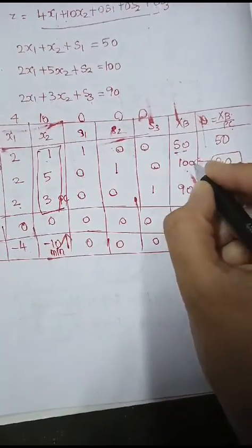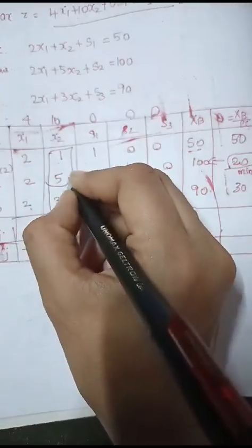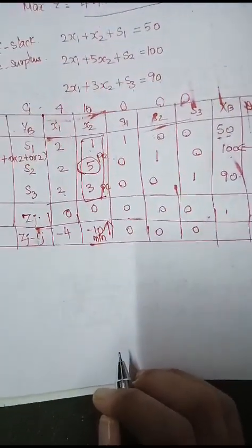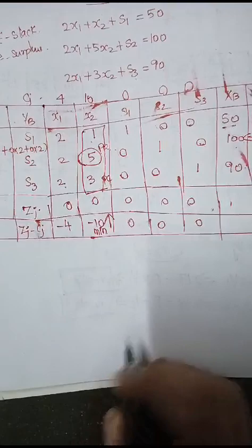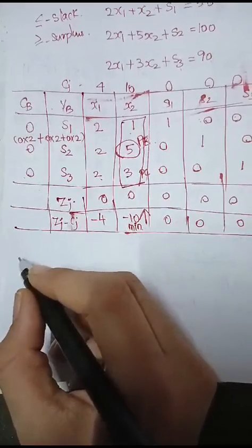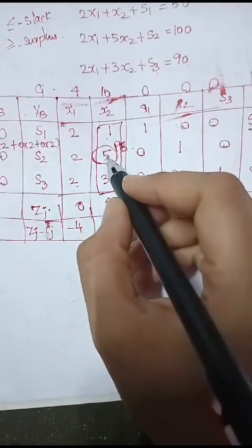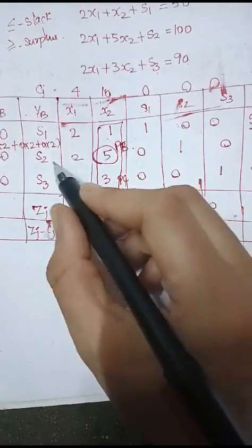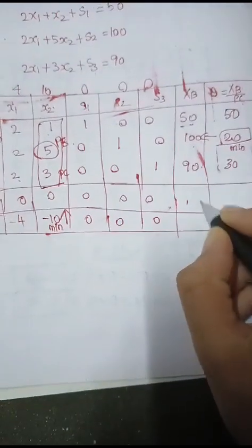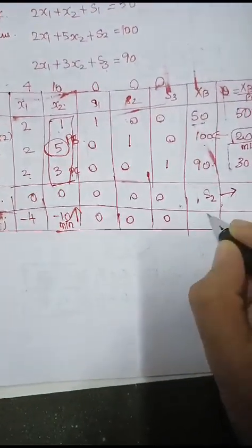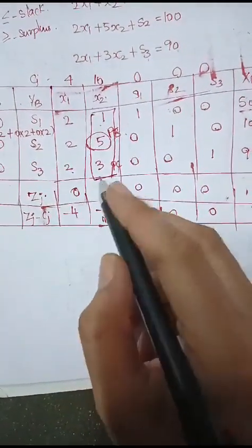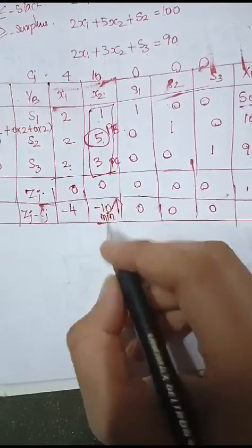Having chosen the minimum value, you have to see the element. This is your PR, pivotal row element. Clear? This is your pivotal element. Now we are going to write the pivotal row. For that, first you have to decide which variable enters and which variable leaves. Here you can see S2 is here and then X2 is here. So that means here S2 variable leaves and X2 variable enters. Clear?